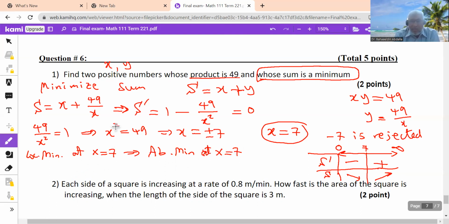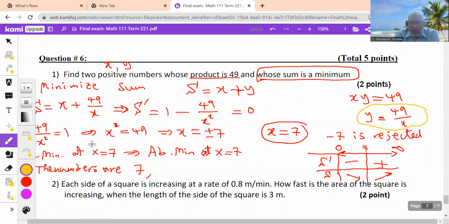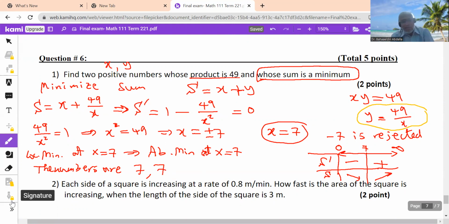So the answer to the question, find two numbers, the numbers are x is 7, and to find y, we find y from where? From here, because y is 49 over x. So if x is 7, y would be 49 over 7, which is 7. So the two numbers are 7.